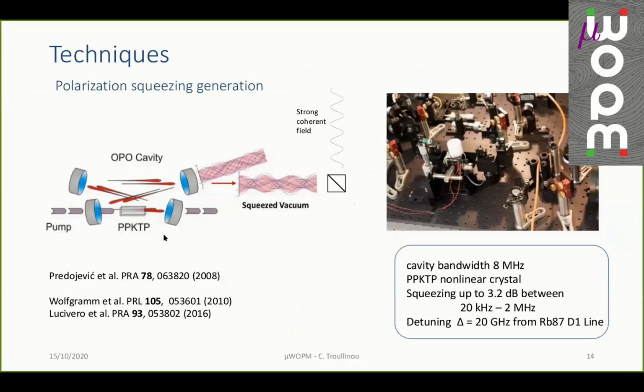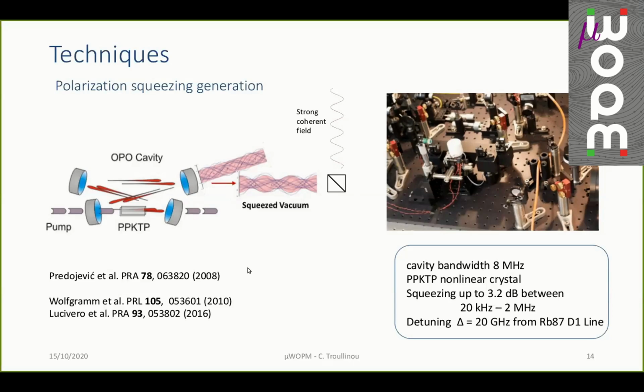The OPO cavity looks like that. So basically, this is where the spontaneous parametric down conversion is happening when we are pumping with this blue light the PPKTP crystal. This is causing the amplification and de-amplification of the quadratures of the field inside, which means that if vacuum is allowed to pass through this port of the cavity, then what would come out is a squeezed vacuum, which later can be combined with a strong coherent field in terms of the PBS and give us polarization squeezing.